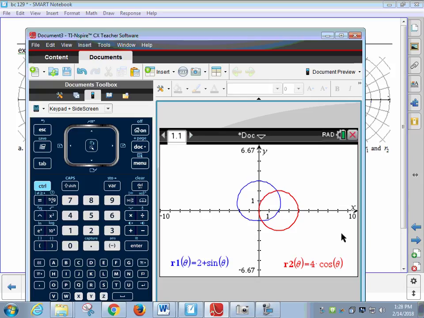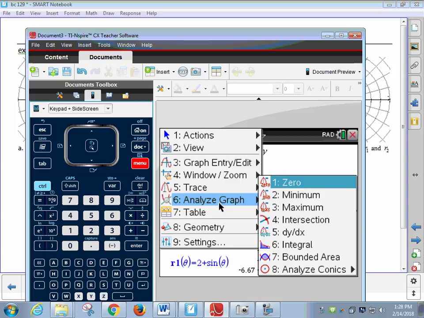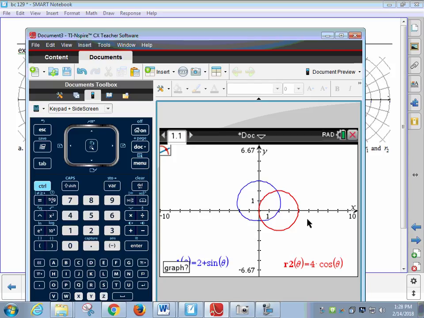All right. Now, these you will need intersection points for, and we'll need to store them. So, consider going to Menu, Analyze Graph, Intersections, and find those intersection points. It just says graph, which basically says no, I can't do that. So the calculator will not find intersection points of polar, unfortunately. So what do we do? We think. Set them equal to each other analytically.